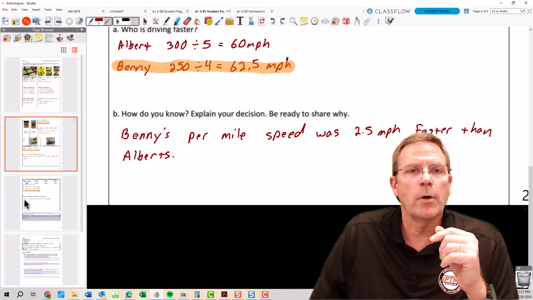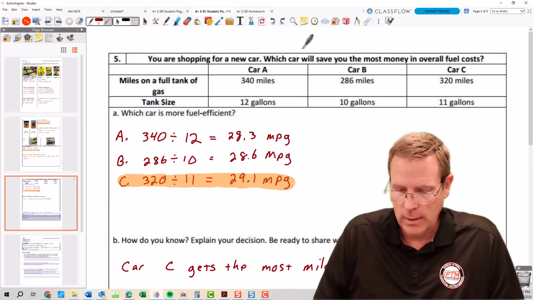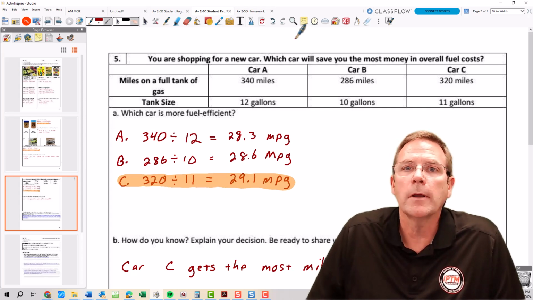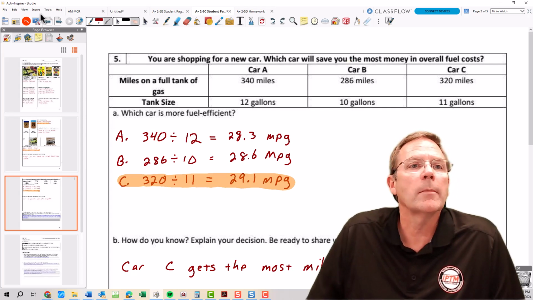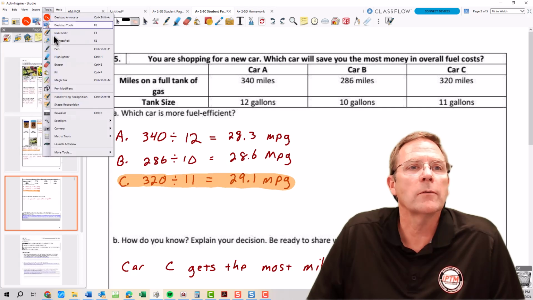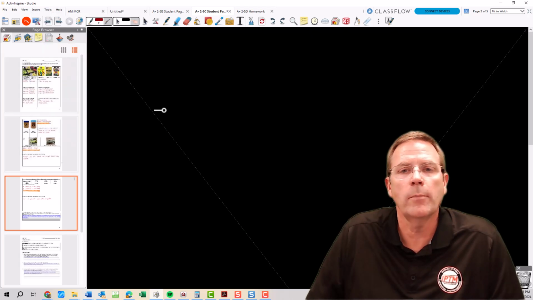Next, we're going to jump over to number 5, and let's see if we can get that revealer to pop back up again. And come on, I'm not sure why it keeps disappearing on us. So tools and revealer, there we go.